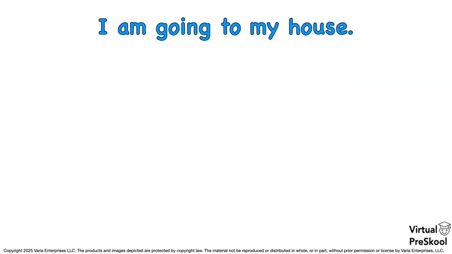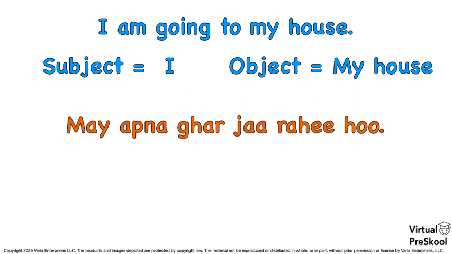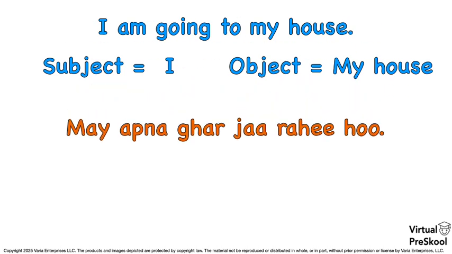Let's do another one. I am going to my house. What's the subject? I. What's the object? My house, or rather house. What's the reflexive pronoun? My. Do you see how my refers back to I, and my and I are the same person? So the sentence would be, मैं अपना घर जा रही हूँ. If a man was saying it, मैं अपना घर जा रहा हूँ.